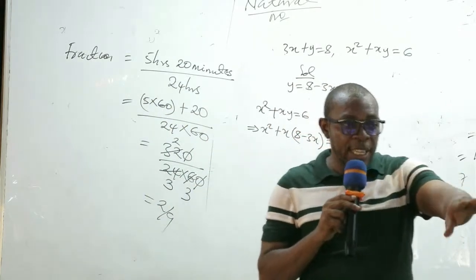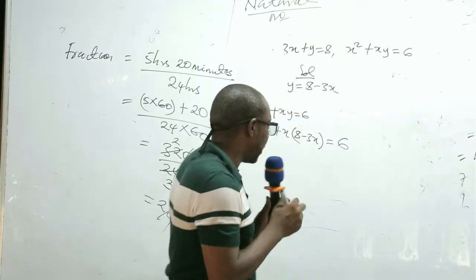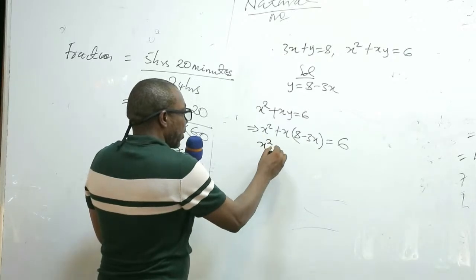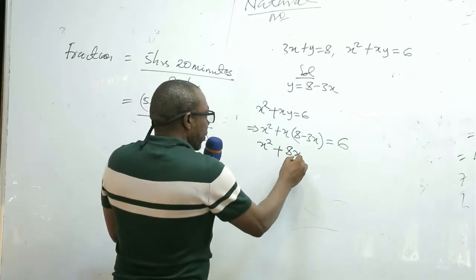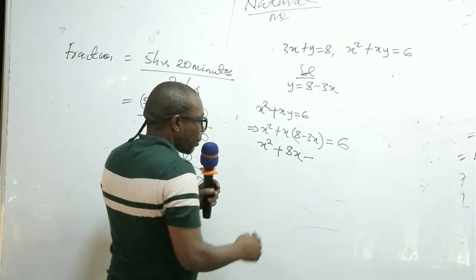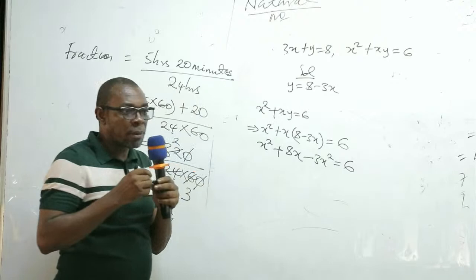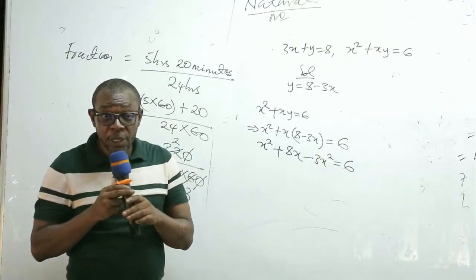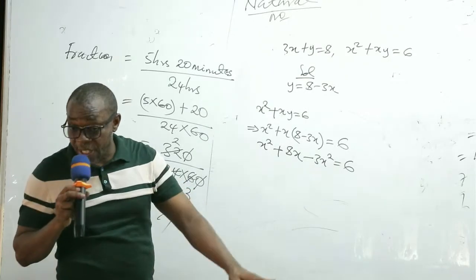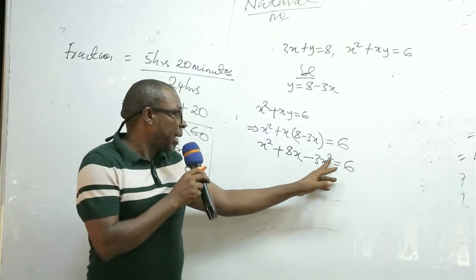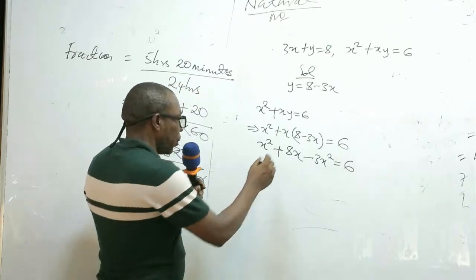The girl there, what they're doing there has no business with you. Okay. Now x squared plus x times 8 gives you 8x. Now you bring down your 6. Is it good? So with this, you can see it is quadratic. But look, the highest power is 3x squared, so everything will cross to this side.